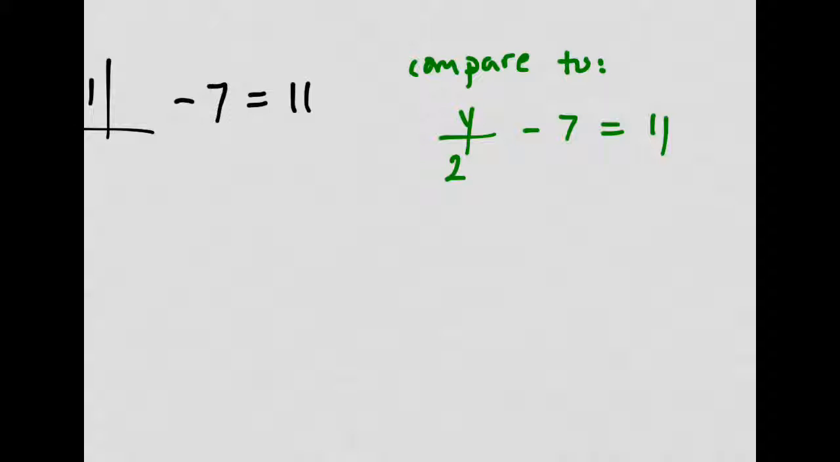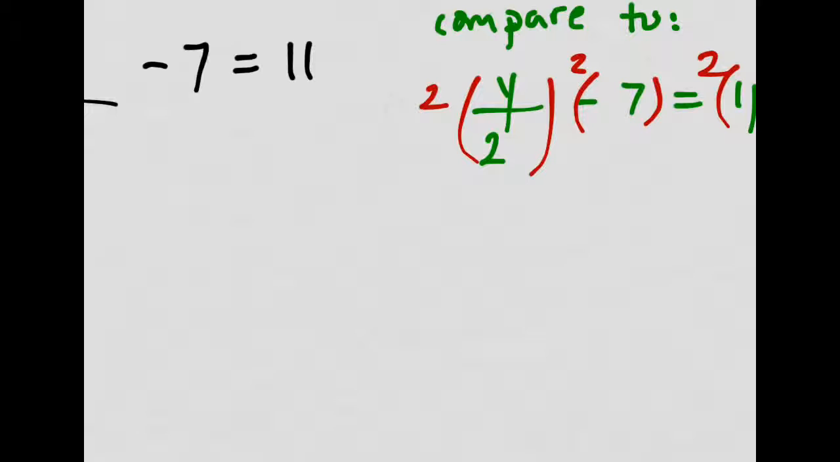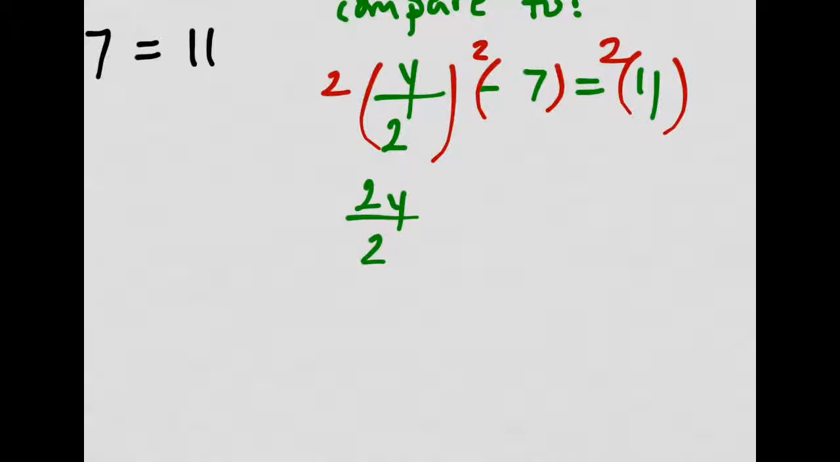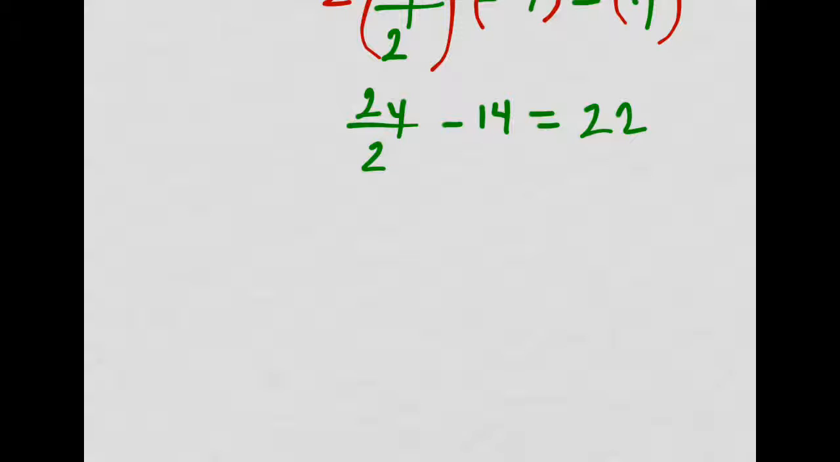Alright, so what do we do here? I know what to do. You've got to multiply everything by the common denominator. So what's the common denominator? It's just 2, because there's only the 2 for the denominator. So in this case, I'll multiply everything by 2. We've done that before. Same thing here. Watch what happens. We get 2y over 2 minus 14 equals 22.